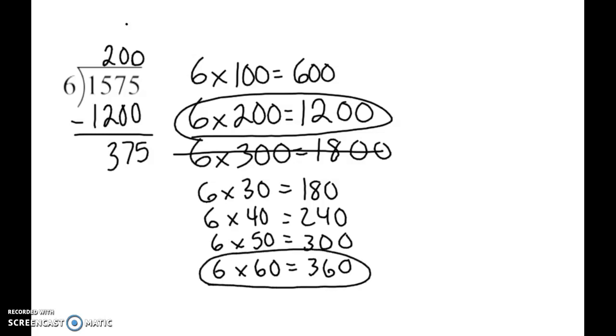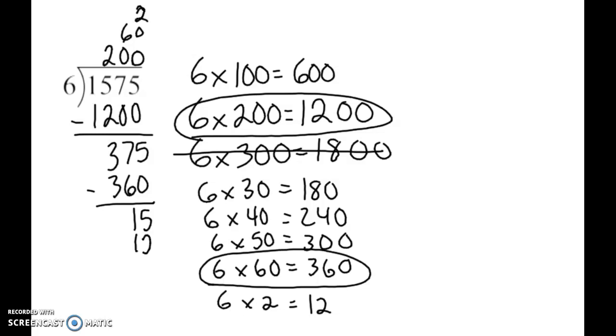So 6 times 60 is going to be 360. Then we subtract. 5 minus 0 is 5. 7 minus 6 is 1. Now, 6 times something is going to get us close to 15. Well, we know our multiplication facts. We know that 6 times 2 equals 12. So 6 times 2 equals 12. We subtract that, we get 3.